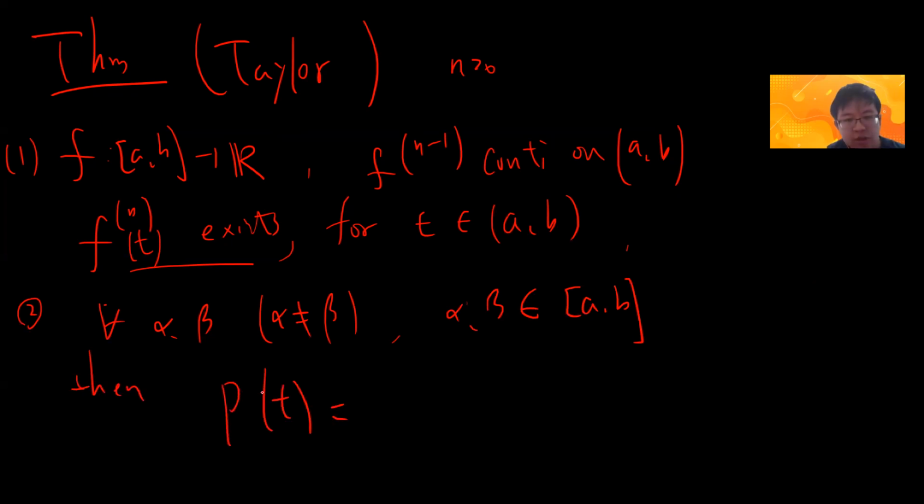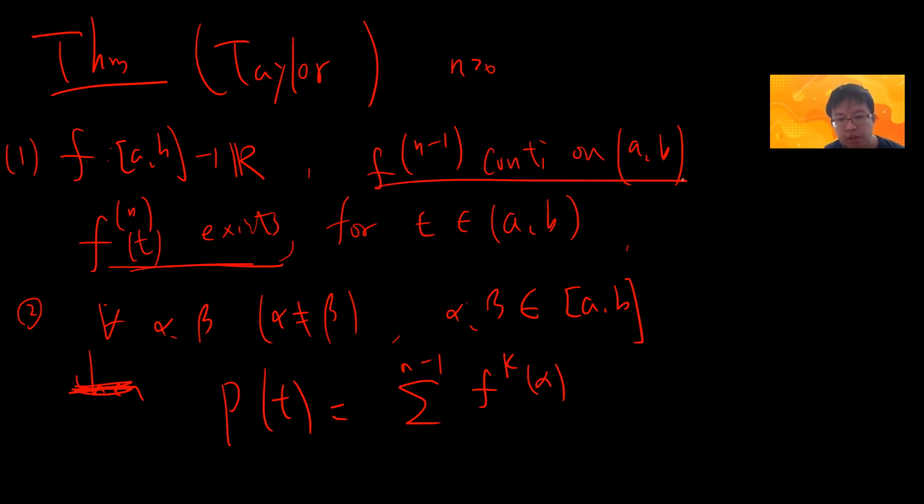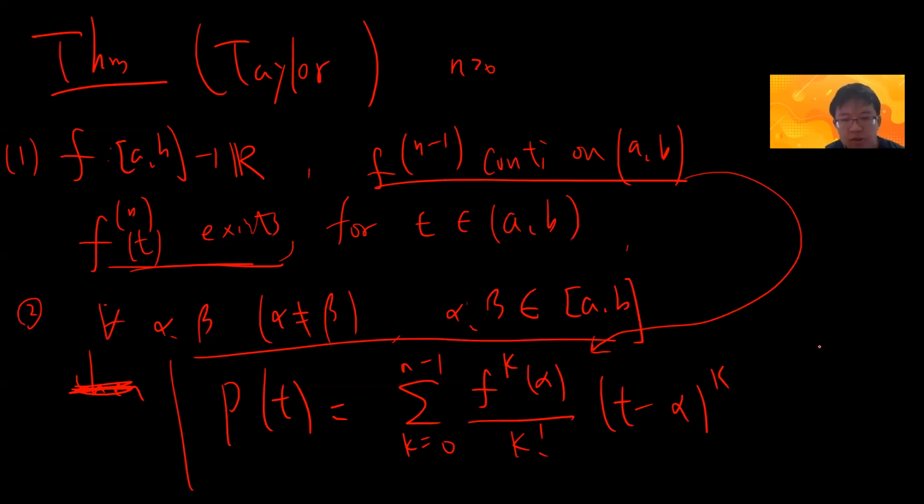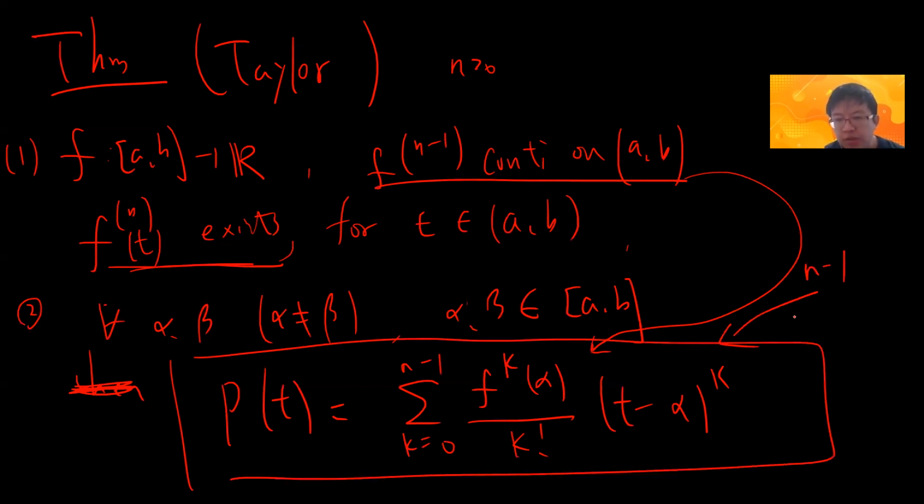One can define, okay, I define P of t to be the sum of f to the k at alpha, divided by k factorial, times t minus alpha to the k. So that means I try to approximate f. I write the Taylor expansion; it is the n minus 1 Taylor expansion, since the derivatives exist. The sum goes up to n minus 1. So this is an n minus 1 degree approximation for f.